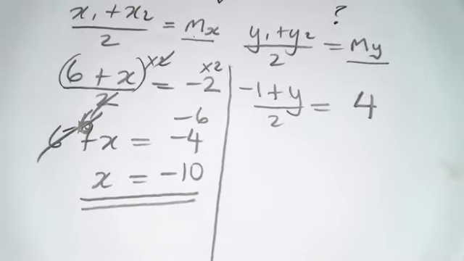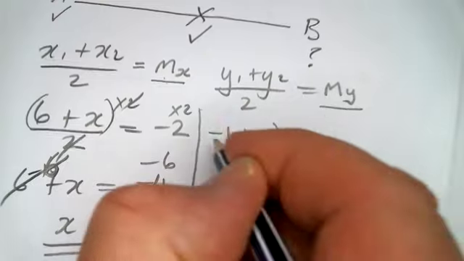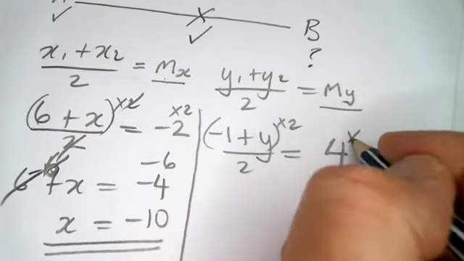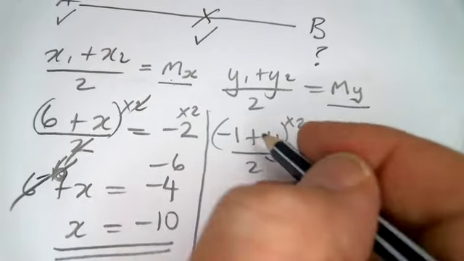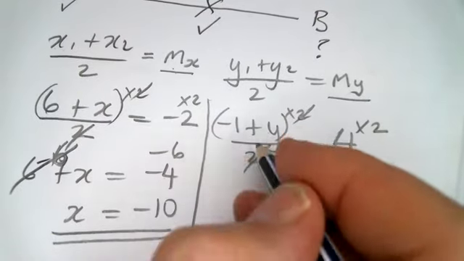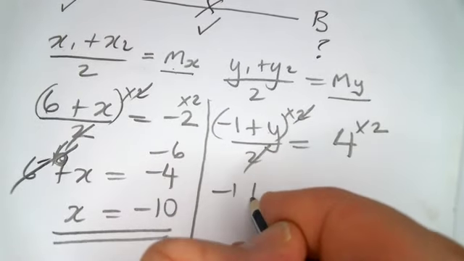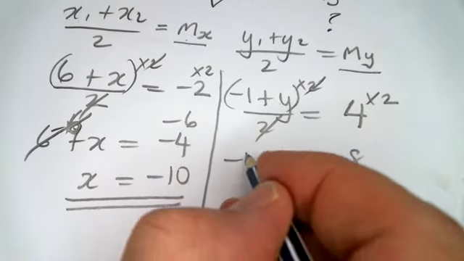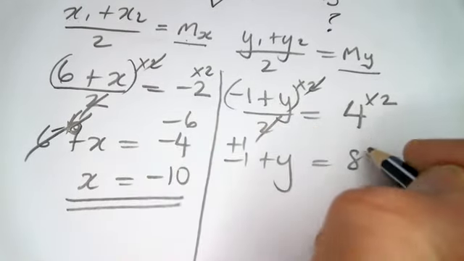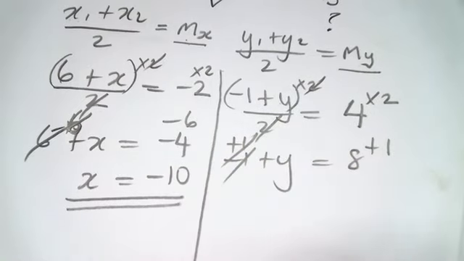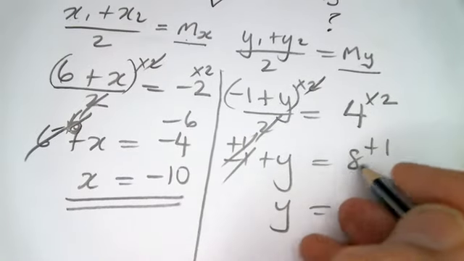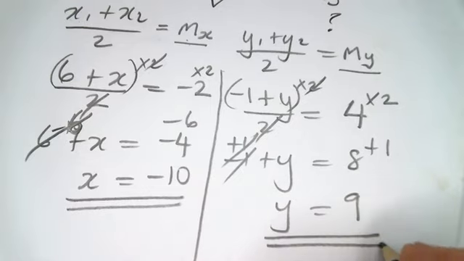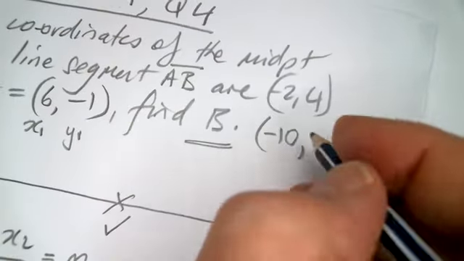So here we go. I'm going to take this again and multiply the whole thing by 2, just to get rid of the denominator. 2 divided by 2 leaves me with -1 plus y is equal to 8. Now I need to get rid of this 1, so I'm going to add 1 to both sides. And 1 and -1 leaves me with y, and 8 and 1 is 9. So the y portion is 9.